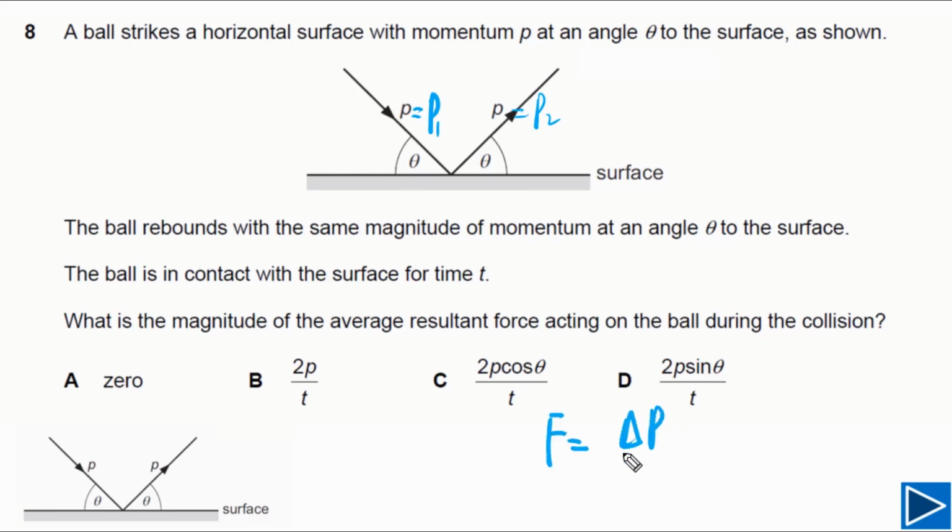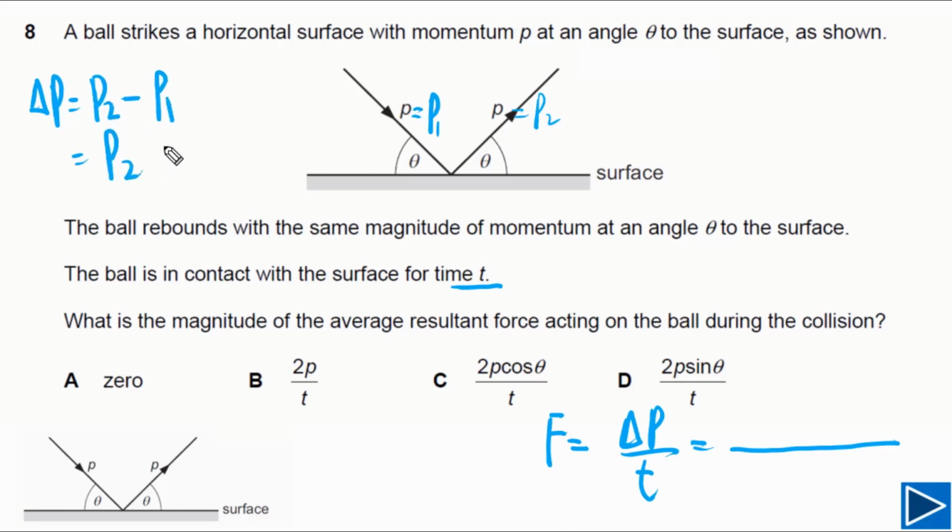This is equal to delta P over T. T is the same because in the question it is given time is equal to T, but we need to find out delta P. Delta P we can write as P2 minus P1. We can also write this as P2 plus minus P1. From here it simply means that we need to add two vectors P2 and minus P1, and that will be equal to delta P.